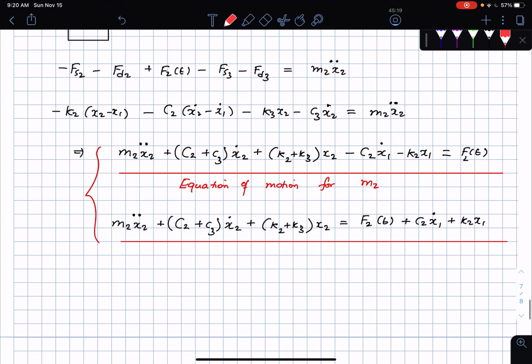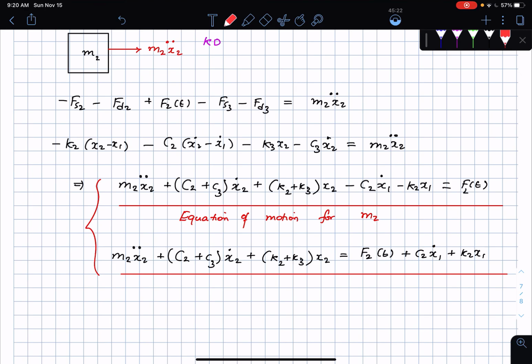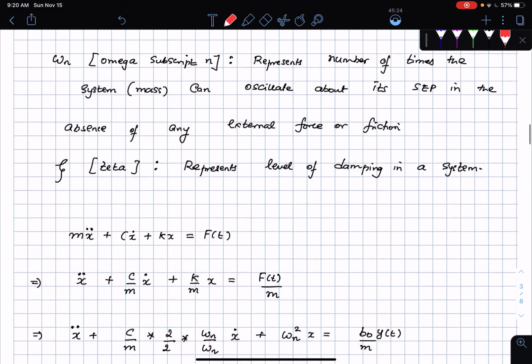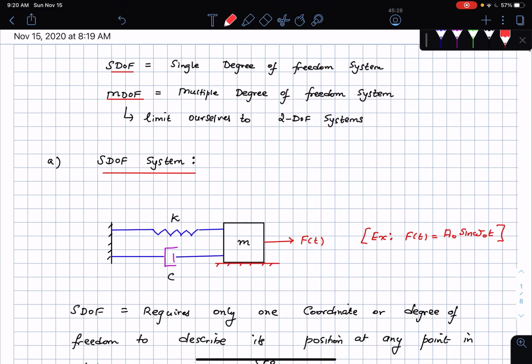All right, so we come to the end of this section here. Very brief summary, of course. I want to point out a few things. So single degree of freedom, multiple degree of freedom systems, we will limit ourselves to 2 degrees of freedom systems.